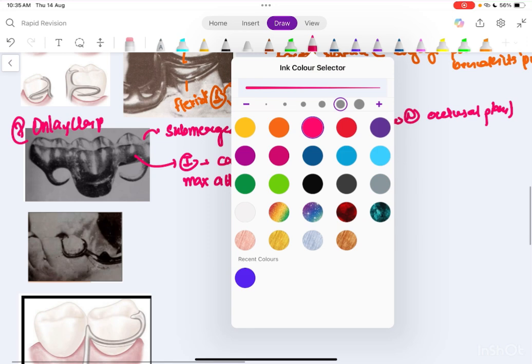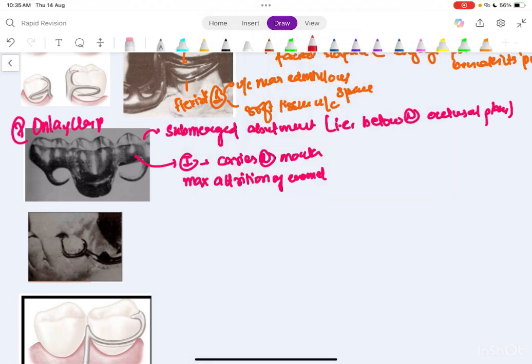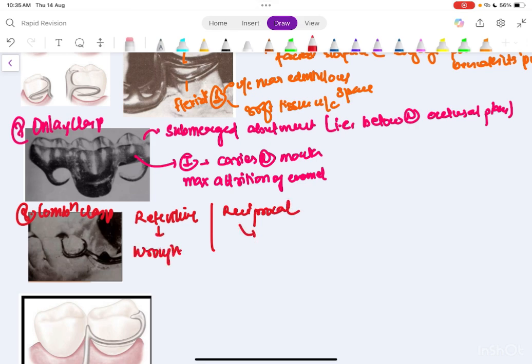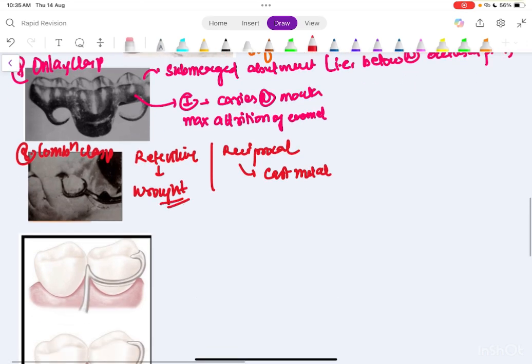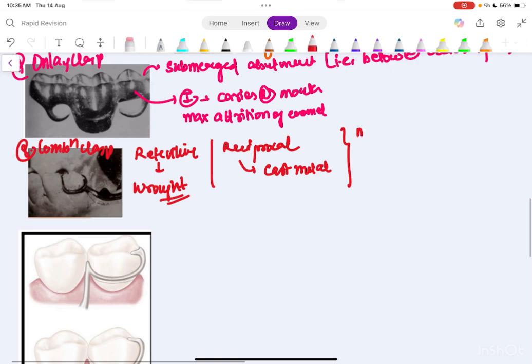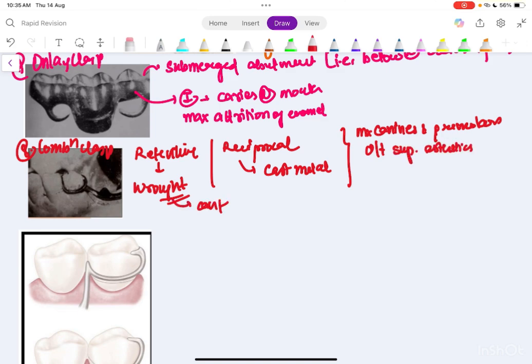Then coming on to the next one, this is our eighth. This is our combination clasp. Now in this you have the retentive and reciprocal arm, so they are made of different materials. Retentive is made of wrought wire and reciprocal is made of cast metal. So it's basically to allow the maximum flexibility of the retentive arm. Alright, and it is used in maxillary canines and premolars due to superior aesthetics. So this can flex and it is given in round configuration.